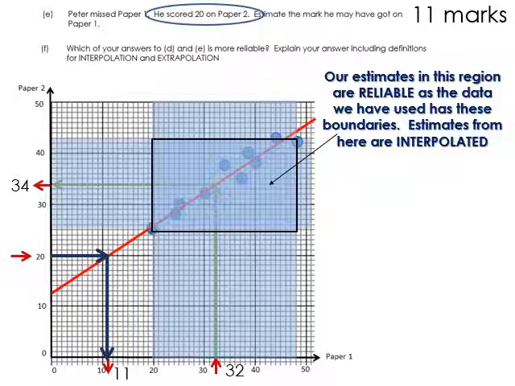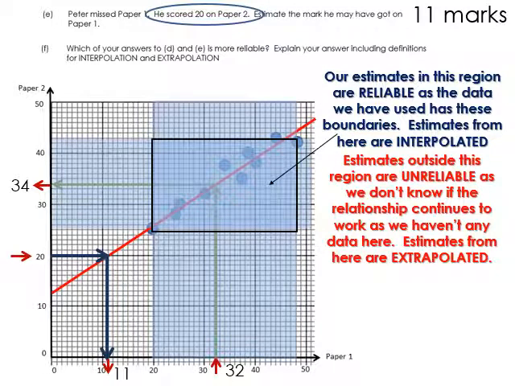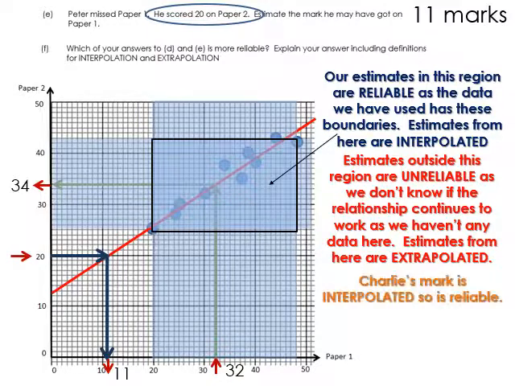So we can see that when we're looking at paper 1 as 32 and it reads off as 34, that is within that region. Okay. Estimates outside that region are unreliable, as we don't know if that relationship would continue. We can guesstimate, we can say it might do using that line of best fit, but we don't necessarily know. So estimates outside this region are unreliable, as we don't know if the relationship continues to work, as we haven't any data from here. So estimates from this region are extrapolated.